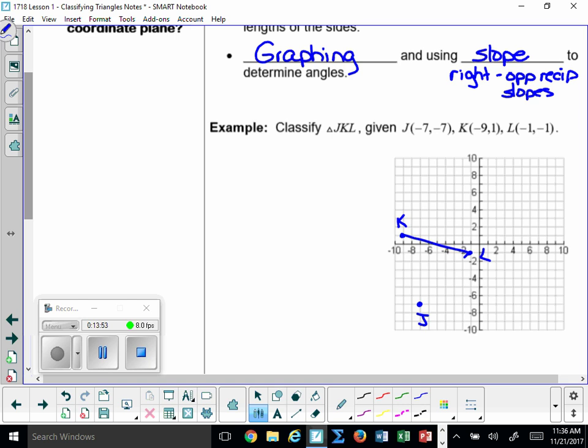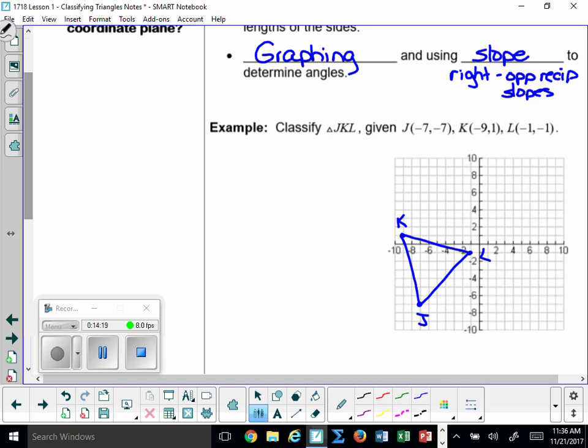Okay, I am not lucky here. No vertical or horizontal lines in this particular triangle. You know, vertical and horizontal lines are always perpendicular, so that would have given us a right angle right away. Just judging by the picture, what would you guess this is going to be? Now let's figure out what it actually is.